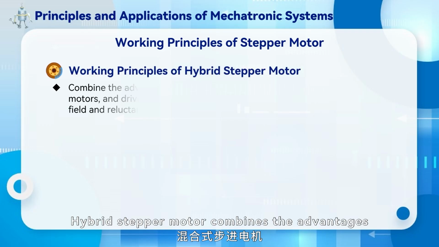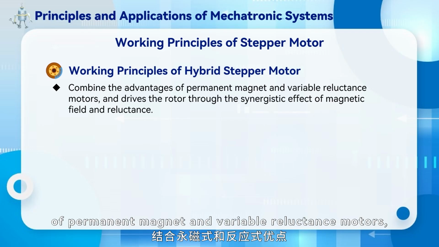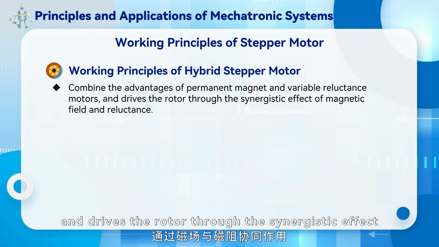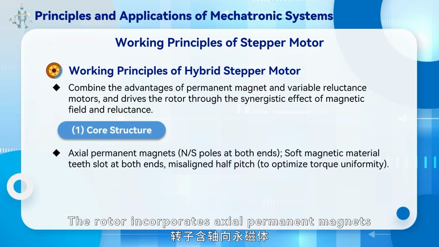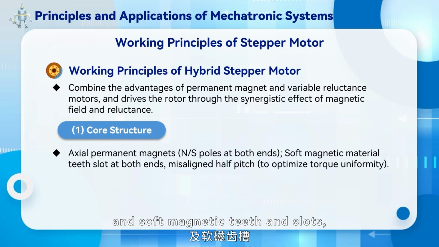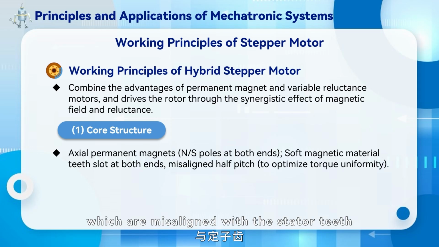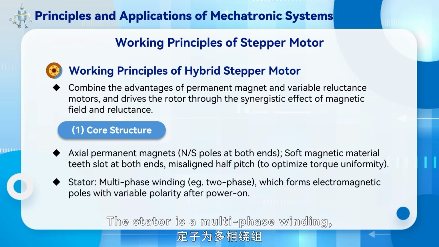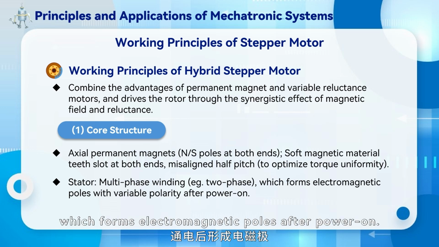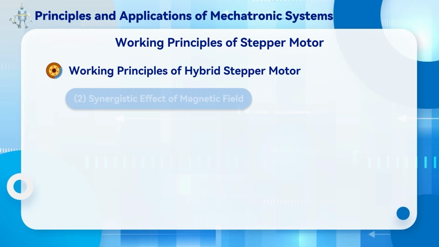Hybrid stepper motor combines the advantages of permanent magnet and variable reluctance motors and drives the rotor through the synergistic effect of magnetic field and reluctance. The rotor incorporates axial permanent magnets and soft magnetic teeth and slots, which are misaligned with the stator teeth by half a tooth pitch. The stator is a multi-phase winding, which forms electromagnetic poles after power on.